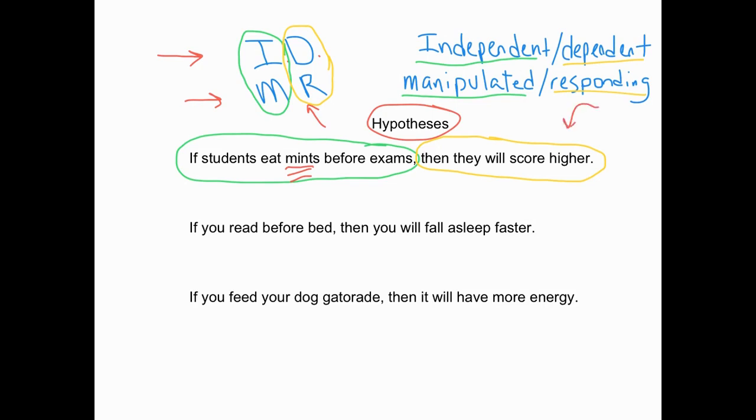We know it's going to be over here. Well, we're going to see how high they score. That's what we're going to measure. So mints is what we're testing. That's the independent or manipulated variable.